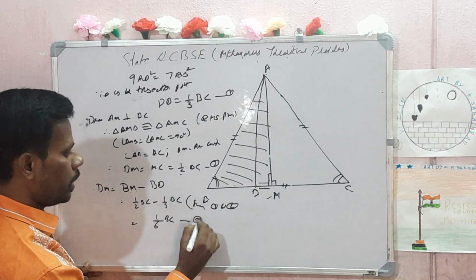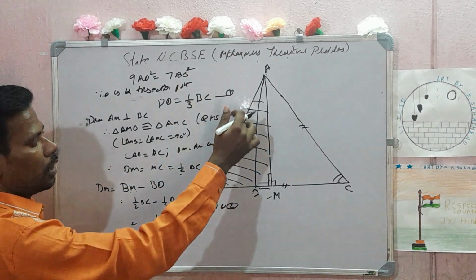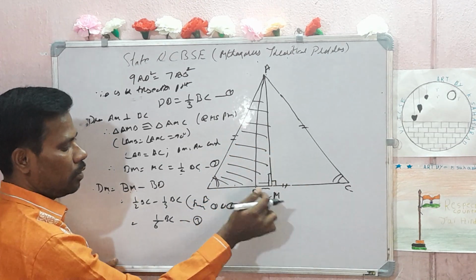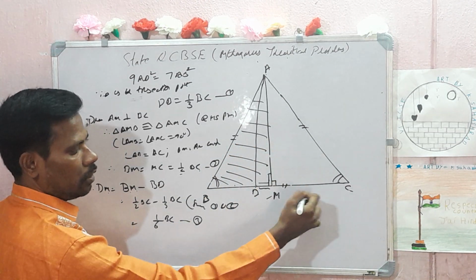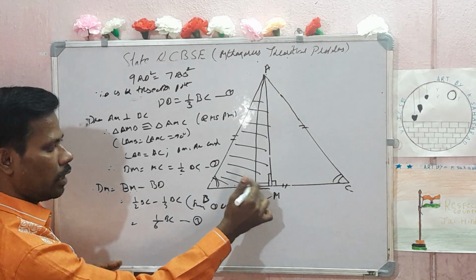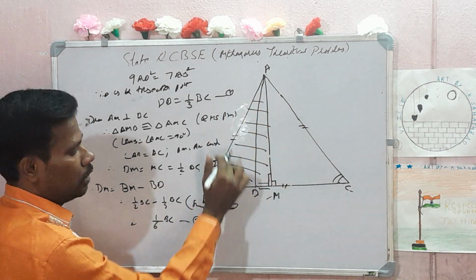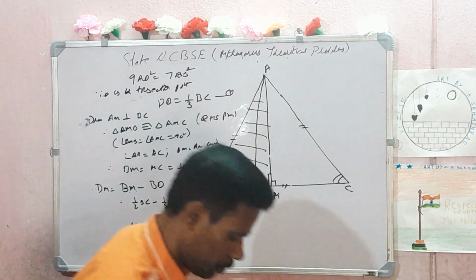Up until here, any doubts? I applied the trisection point. Then I wrote that the triangles are congruent. Then BM is equal to MC. Then I calculated DM. Why? Because I want to consider this triangle. See here, this shaded part. Is this shaded part clear?